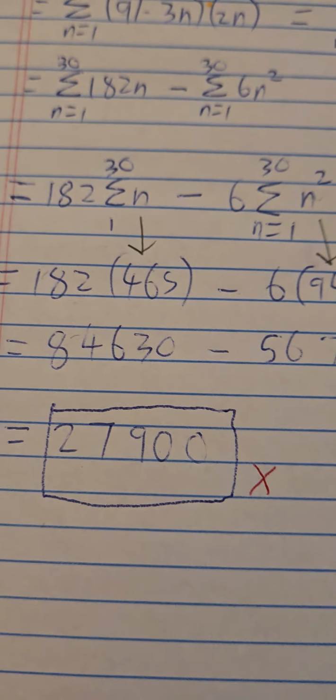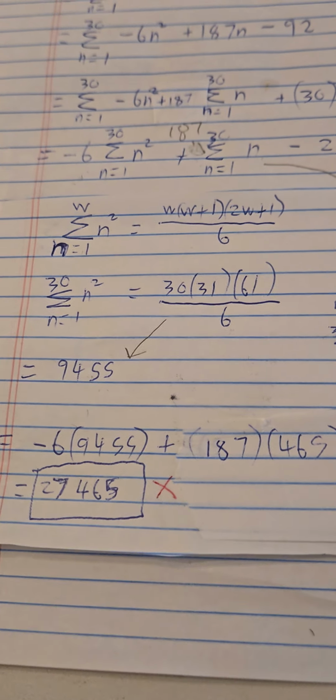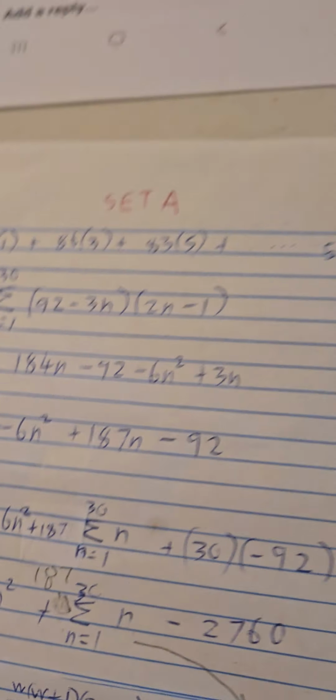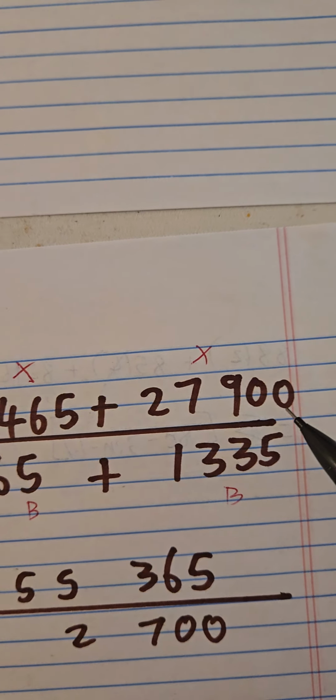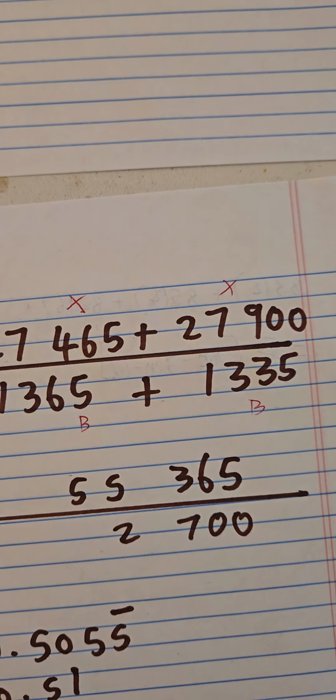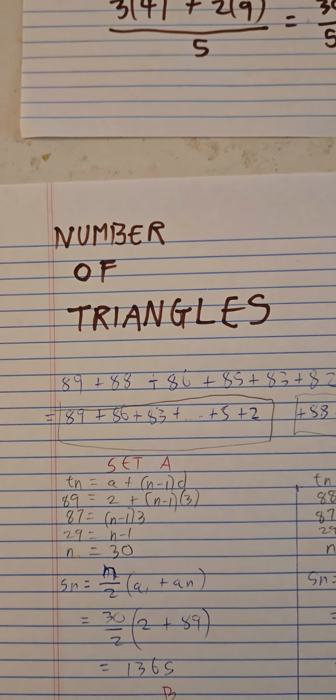Okay, so that's the total number of angles in set A, and the total number of angles in set B. So the total number of angles is these two numbers added. Okay, now I can even show, here's my angle. Here's the total angles. My two numbers, 27465 plus 27900. That's the two numbers I got. Now we want to know the number of triangles.